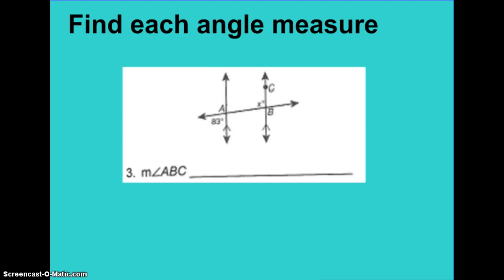Alright, in this problem we have to do a couple steps. First and foremost, x is over here and 83 is here. We are not corresponding, same side, alternate interior. We are none of these. However, I can say that by the vertical angle theorem, this angle is also 83 degrees. That means that x plus 83 degrees must be equal to 180 because of the same side interior theorem. So by subtracting 83, I get that x is equal to 97 degrees. So the measure of angle ABC, or x, is 97 degrees.